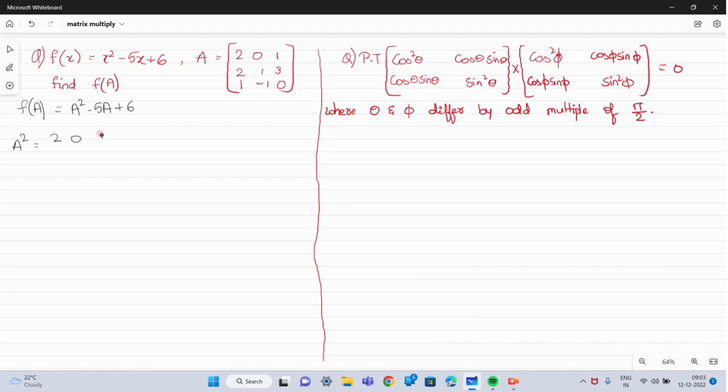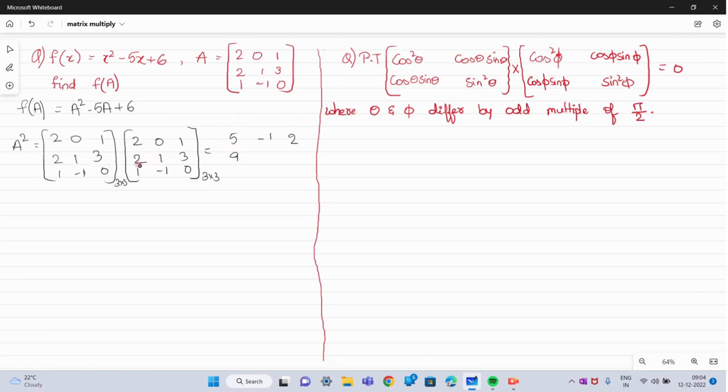A square is the matrix 2, 0, 1, 2, 1, 3, 1, minus 1, 0 into the same matrix 2, 0, 1, 2, 1, 3, 1, minus 1, 0. Is matrix multiplication possible? Yes, because both have 3 cross 3 order. Next, multiply the first row with the first column, you'll get 4 plus 1, 5. Next, with the second column, you'll get minus 1. Next, with the third column, 2. Next, second row with first column, 4, 2, 3, 9.